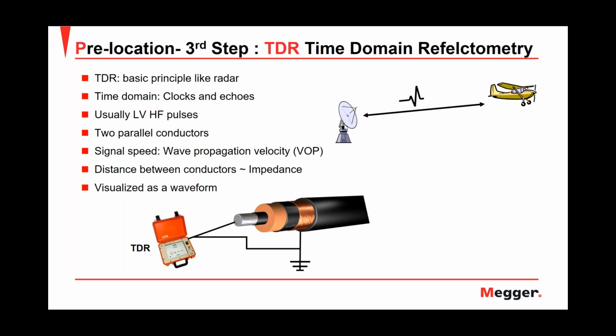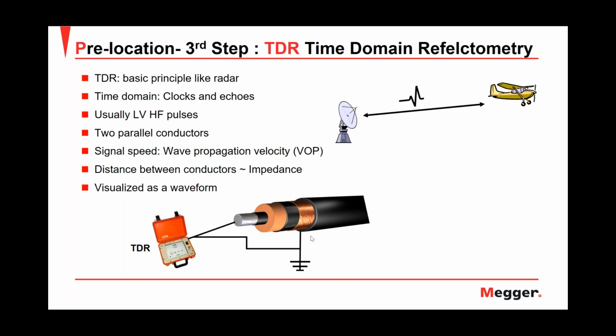And if we know the propagation velocity of the pulse in the air, we can get the distance to the plane. Well, in the case of the TDRs for cables, the TDR also sends low voltage pulses, and the pulses will be reflected when the pulse sees a change of impedance in the cable. So what we need is two parallel conductors, that in the case of medium voltage cables are the center conductor and the concentric.